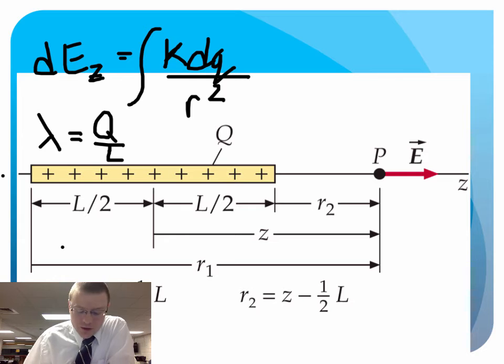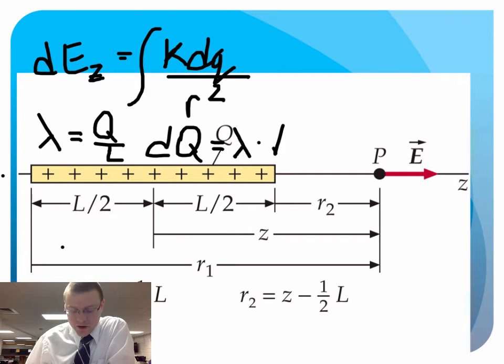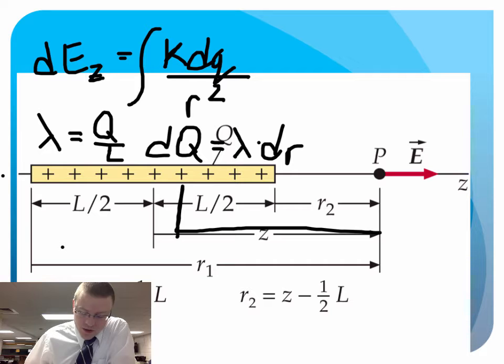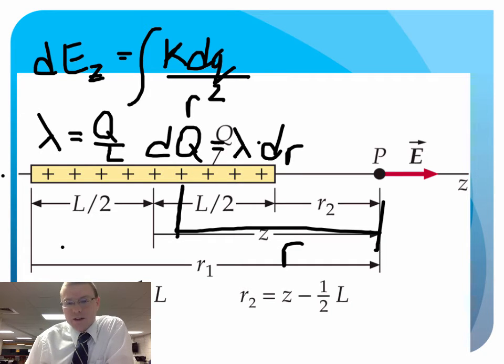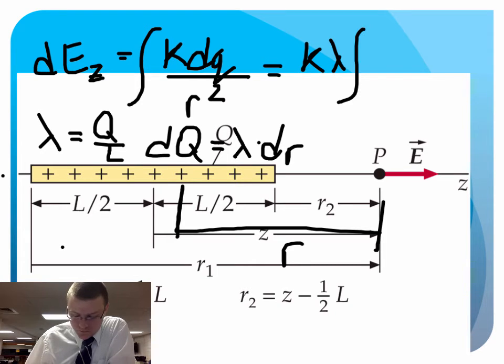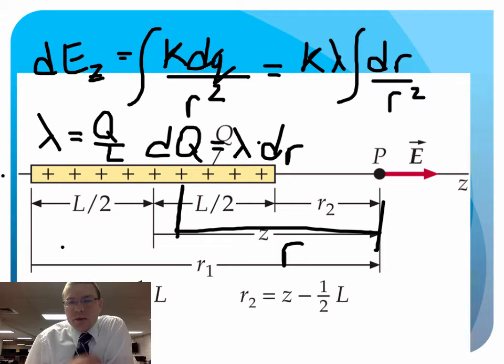So if I want to solve for dq, dq is the derivative of charge, and lambda is a constant, and it's going to be multiplied by dl. In this case, I'm going to call it dr, along any r distance from point P to a location on the rod. That'll be my r distance. So if I substitute dq in, my integration becomes k lambda, integrating dr over r squared.